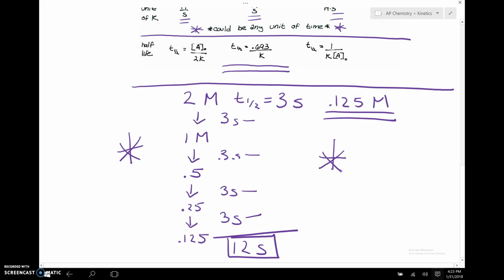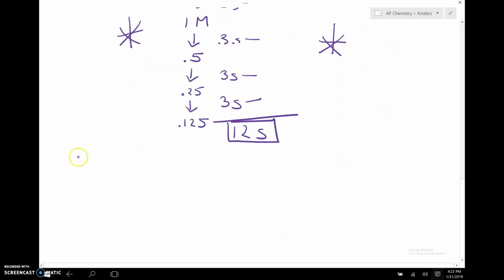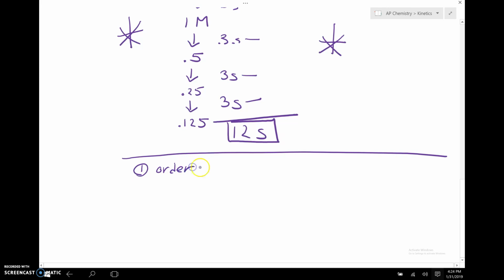All right. So let's see, just making the list with integrated rate law. They're going to ask us what order. They're going to ask us to write the rate law. They're going to ask us to solve for K.